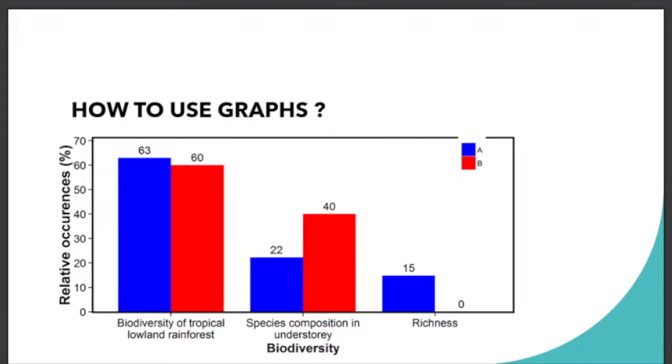Now, last, richness. In bar A, it shows us that there's 15% of relative occurrences. Bar B shows us that there's 0%, meaning no occurrences are happening.